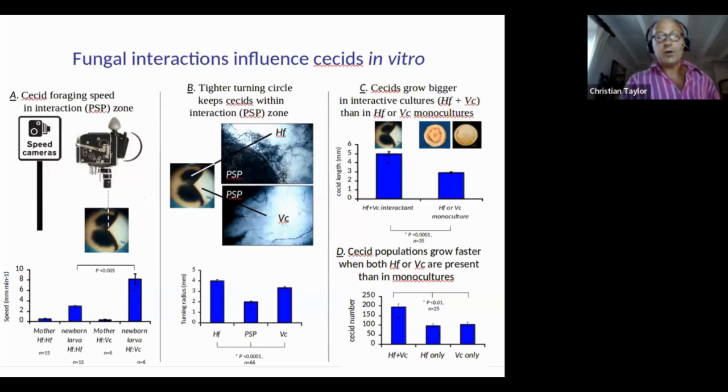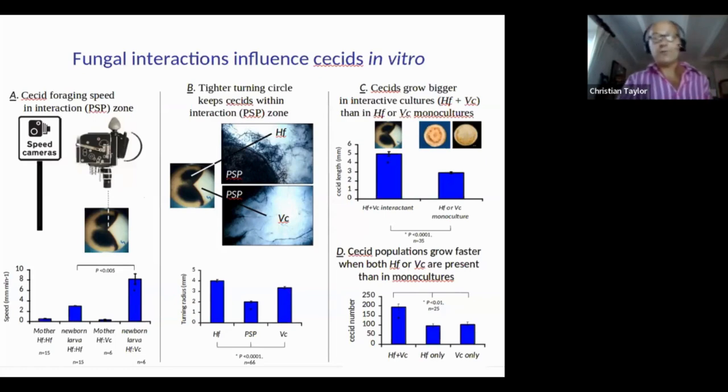That's just pure Hypoxylon fuscum. Whereas when we grow the interactive cultures and put the cecids in, we can see that the newborns reach a faster speed, but the mothers seemingly don't. The mothers, if anything, have slowed down, which is quite interesting. So there are some speed differences, which is interesting.